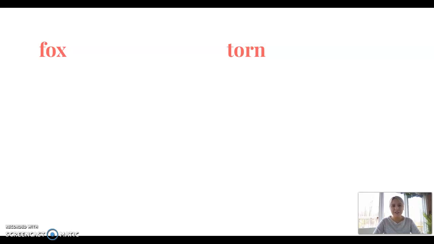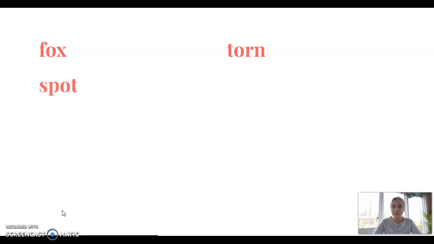Hi friends, today we are going to be looking at a word pattern, or two word patterns actually. So I first want you to look at these words, fox and torn. How do they look similar and how do they look different? How do they sound similar and how do they sound different? So fox and torn.